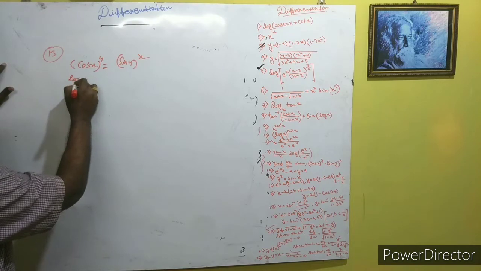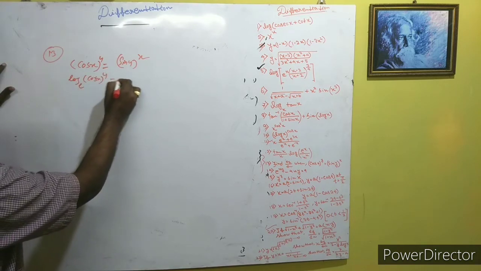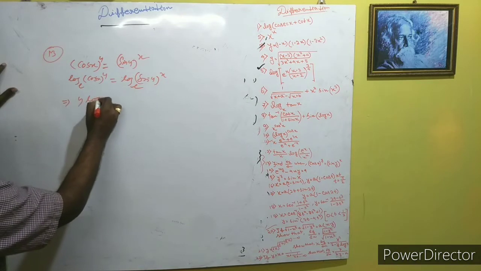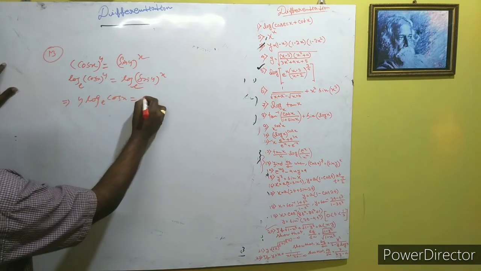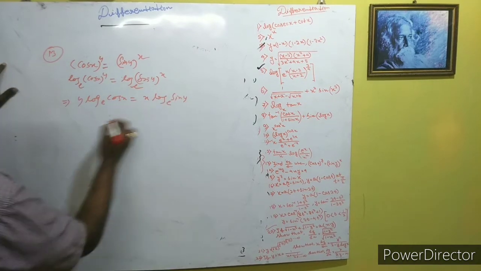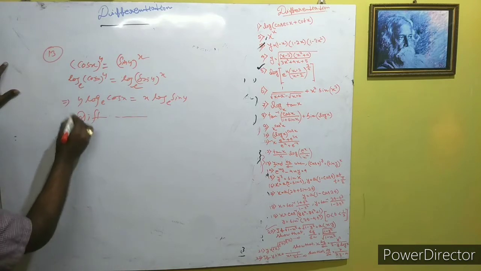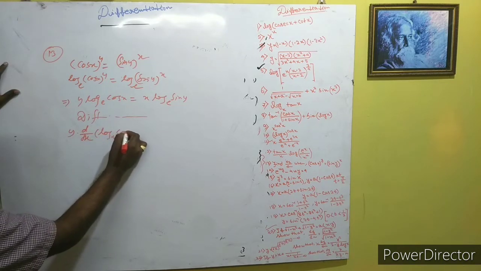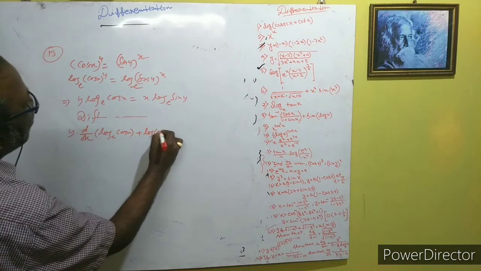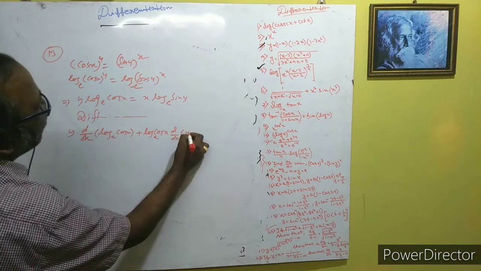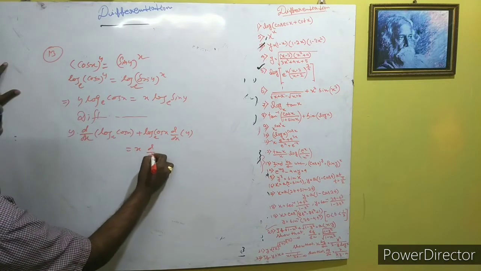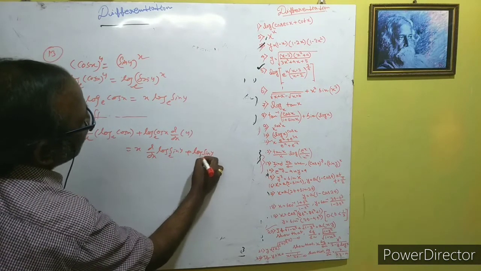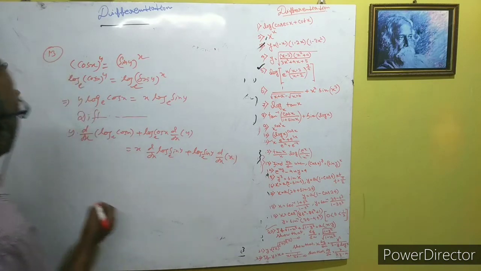So you have log to the base e of (cos x)^y, and log of (sin y)^x, to the base e here. So therefore y into log cos x, and x into log sin y to the base e here, and again differentiate both sides with respect to x. So you can apply the u into v rule, u into d/dx of v, so log cos x to the base e into d/dx of y, plus again x into d/dx of log sin y, plus log sin y into d/dx of x here.